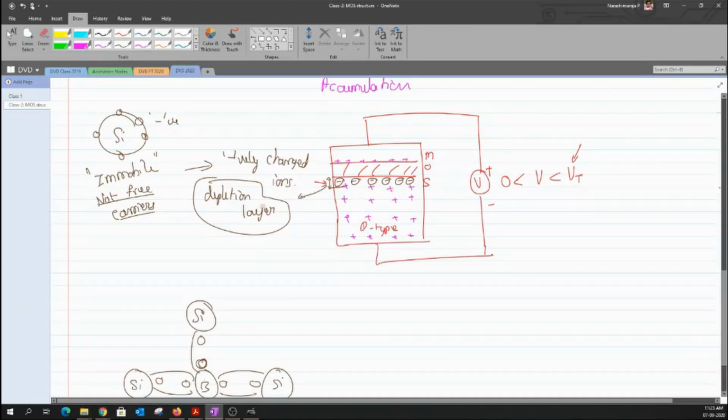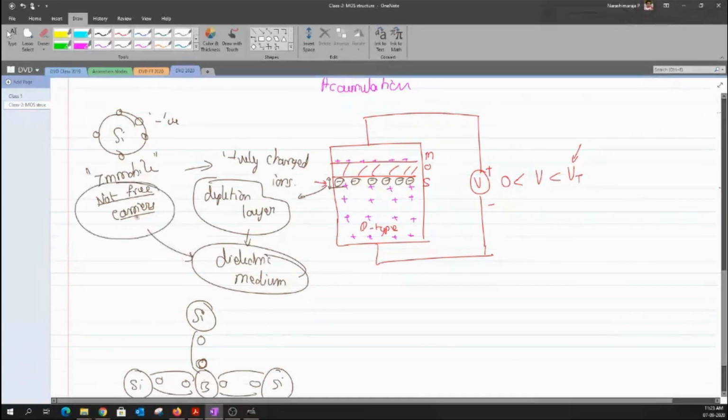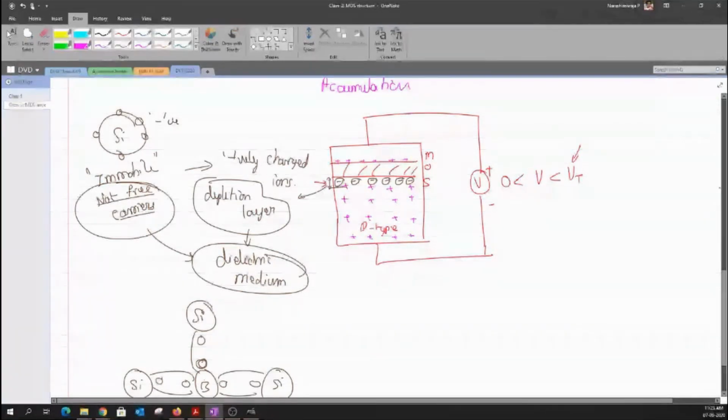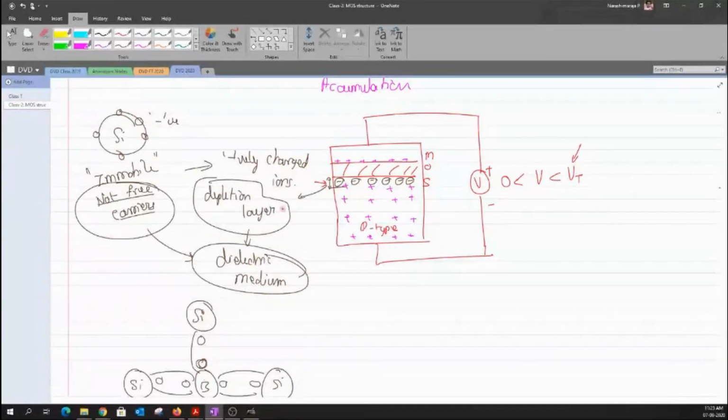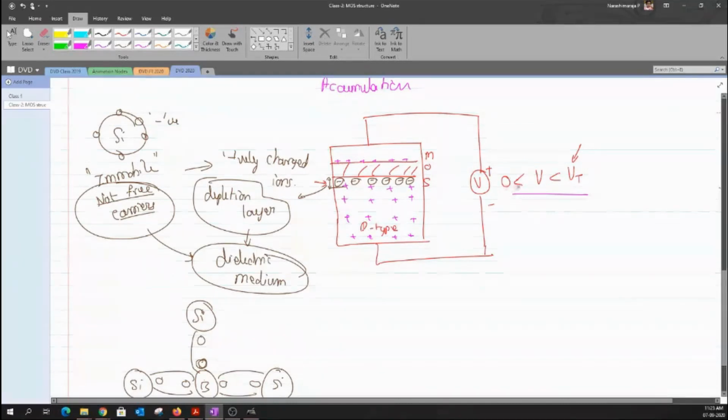Generally, this depletion layer can also be considered a kind of dielectric medium, because a dielectric medium has the property that it doesn't have any free carriers. The same property has also gone into this depletion region, the same type of definition. Even the depletion layer doesn't have any free carriers, which means it can be thought of as a dielectric medium. Clear? And we call this mode of operation, when I have the potential V between 0 and Vt, depletion.